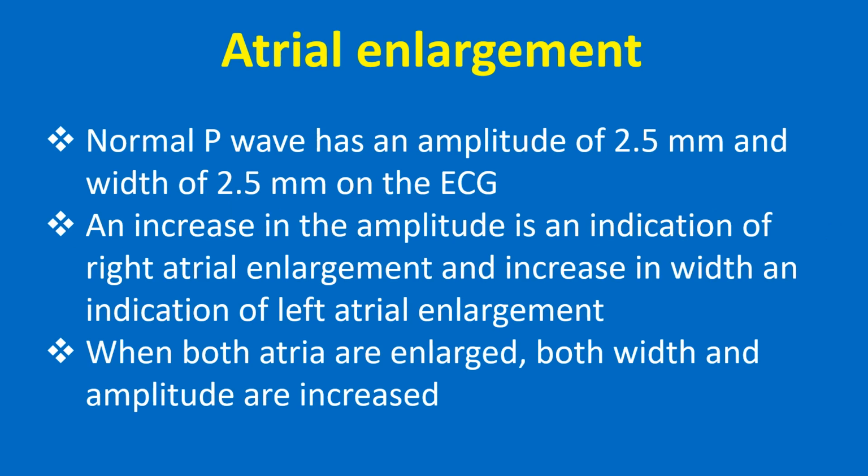Normal P wave has an amplitude of 2.5 mm and a width of 2.5 mm on the ECG. An increase in the amplitude is an indication of right atrial enlargement, and an increase in width an indication of left atrial enlargement. When both atria are enlarged, both width and amplitude are increased.